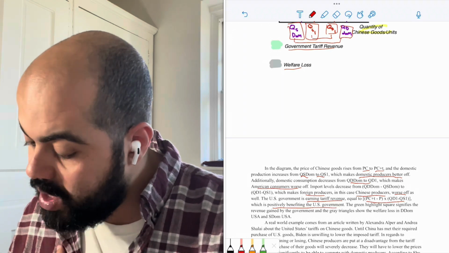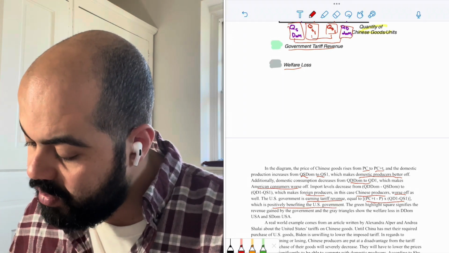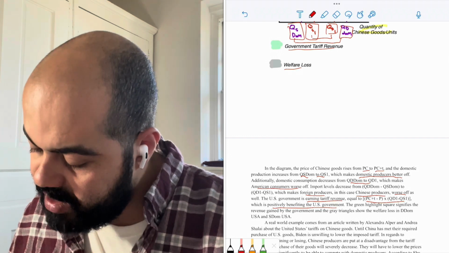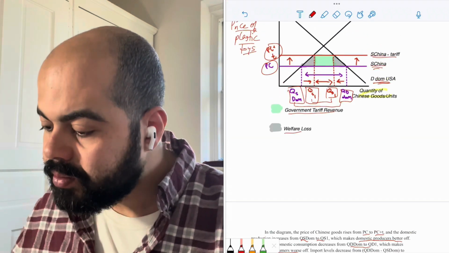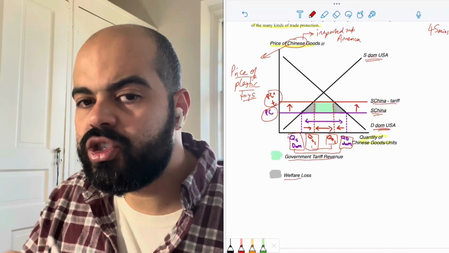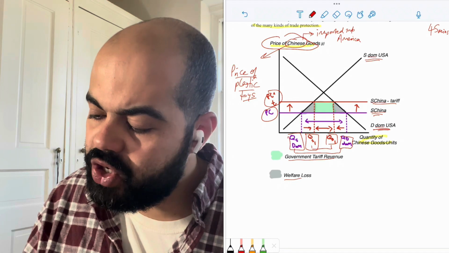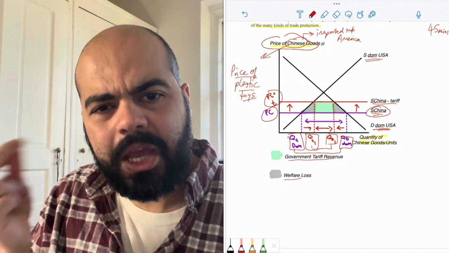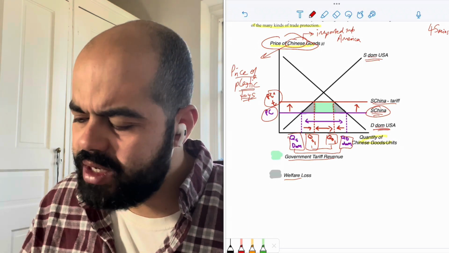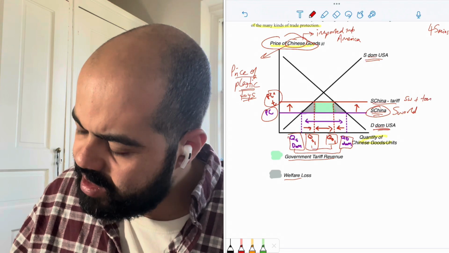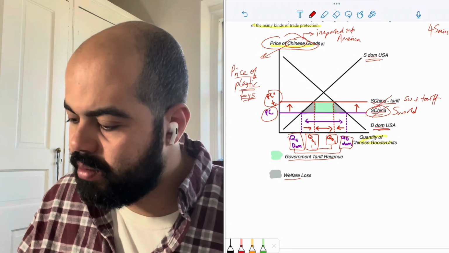The green highlight square signifies the revenue gained by the government, and the gray triangles show the welfare loss in basically the United States. So I gave them some feedback about how the diagram should have been labeled a little bit more generically. Instead of price of Chinese goods and supply from China, just pick a specific good like price of electronics or price of plastic toys and label this S World and S World plus tariff. That was some feedback that I gave them, okay?